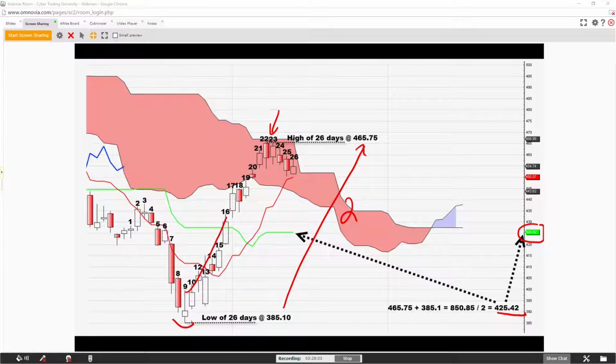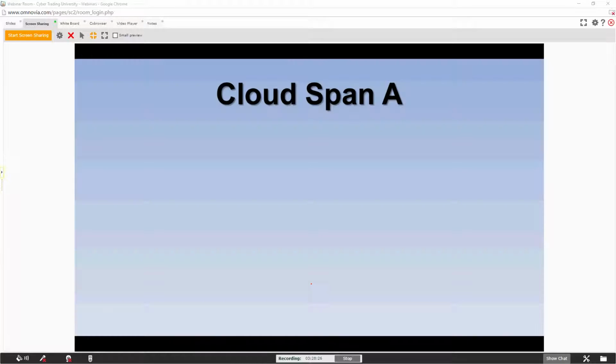Once again, we came from below the cloud, we went into the cloud, we know this is overhead resistance, and we want to short this. If it breaks this 450.07, we're going to short that with our first target, T1, being the bottom of the cloud. Once the bottom of the cloud gets taken out, our next target, T2, will be that 425.42. And then if this gets broken, well, we'll be looking to take out these most recent lows.